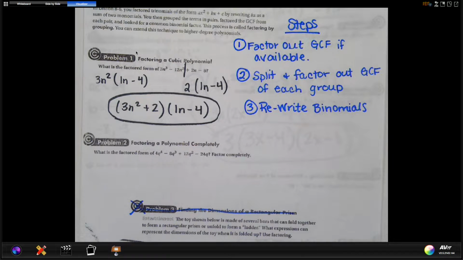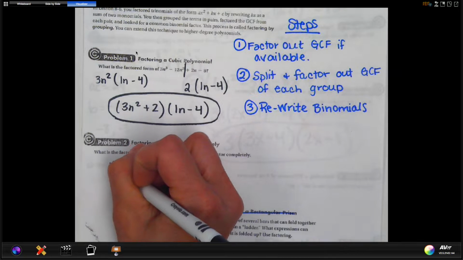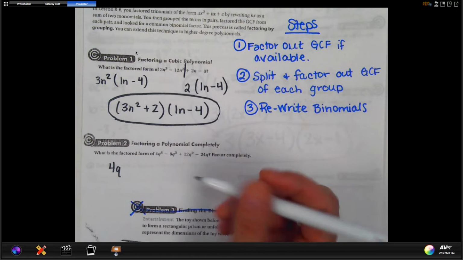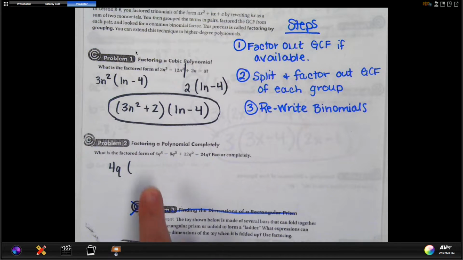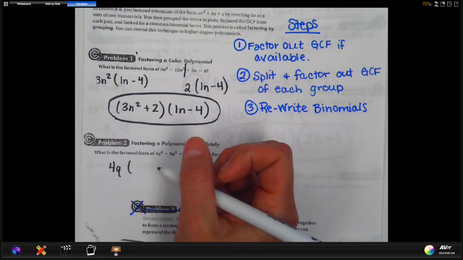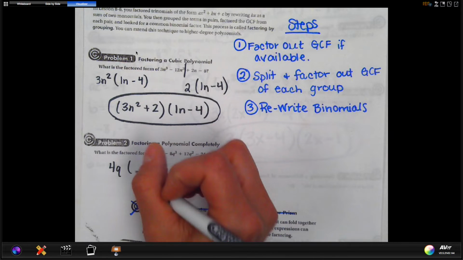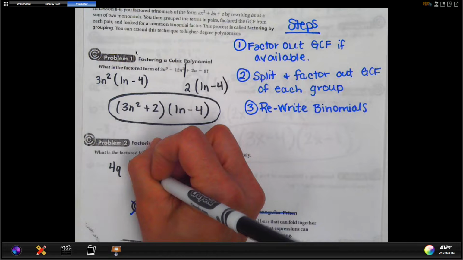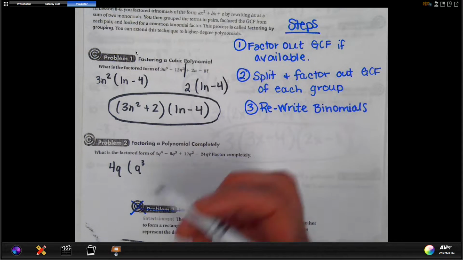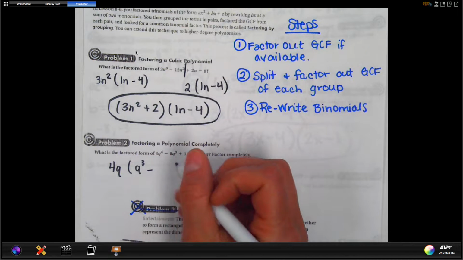4q, yes. So 4q is going to come out right away. And so we're going to rewrite this whole polynomial by factoring this out. So if you divide 4q to the 4th power by 4q, what are you left with? 1q to the 3rd, right? And I'm just going to write it as q to the 3rd. Okay, and then if we divide negative 8q to the 3rd by 4q, we get minus 2q squared.